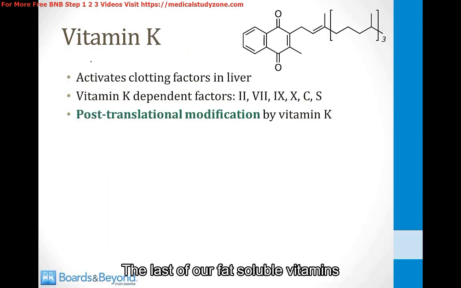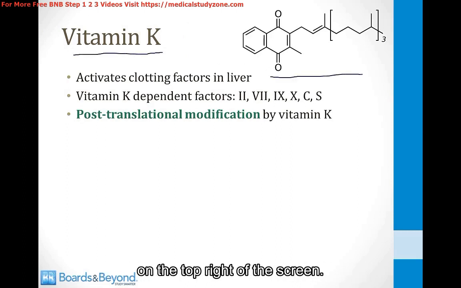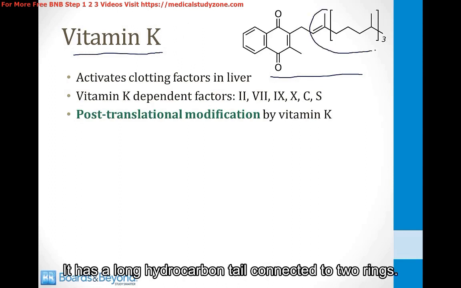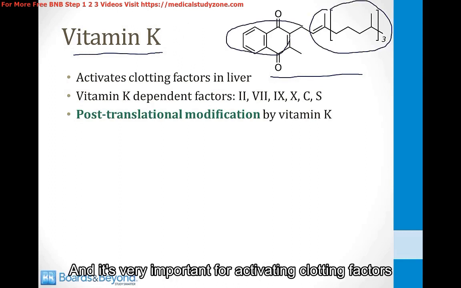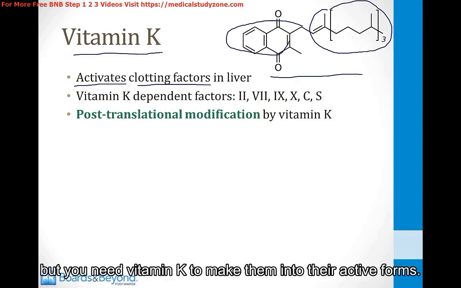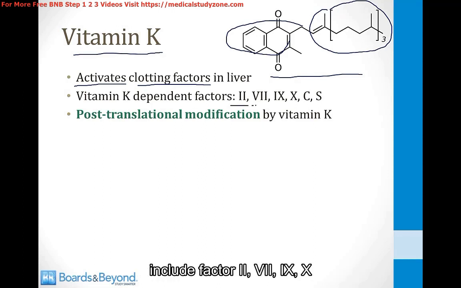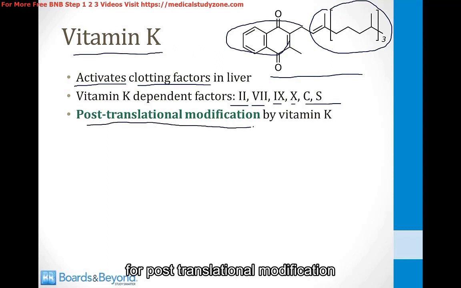The last of our fat-soluble vitamins that we'll discuss in this module is vitamin K. This is the structure of vitamin K on the top right of the screen. It has a long hydrocarbon tail connected to two rings, and it's very important for activating clotting factors in the liver. And the key word is activate. You don't need vitamin K to synthesize these clotting factors, but you need vitamin K to make them into their active forms. The vitamin K dependent clotting factors include factor 2, 7, 9, 10, and also protein C and protein S. And vitamin K is necessary for post-translational modification of these factors into their active forms.